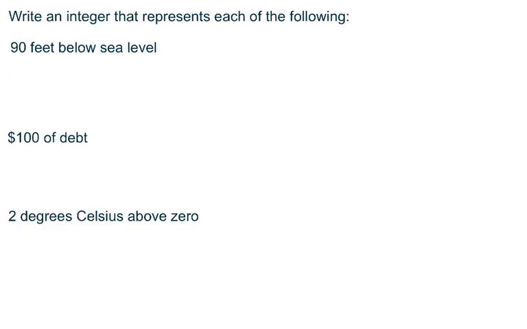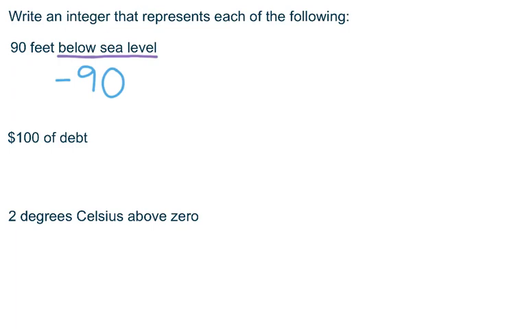Now let's write an integer that represents each of the following. Our first scenario is 90 feet below sea level. Which integer will represent that scenario? Our integer is -90. Remember, we are looking for our keywords, and our keyword is below sea level.